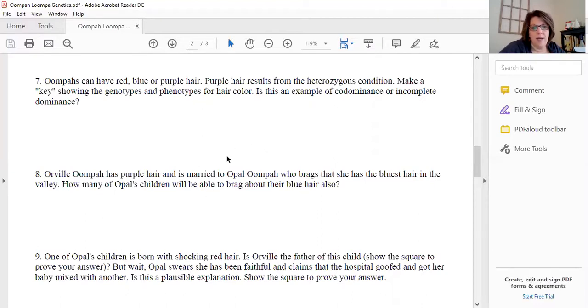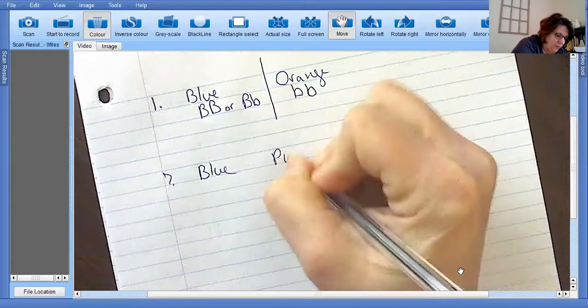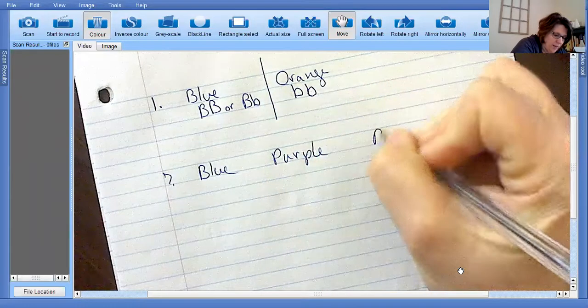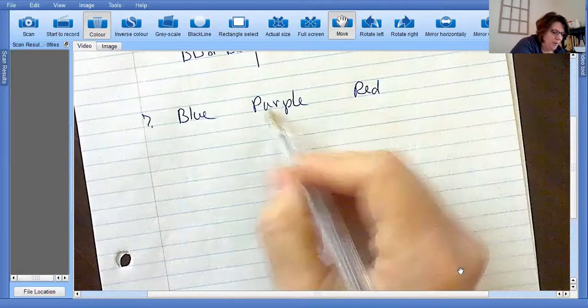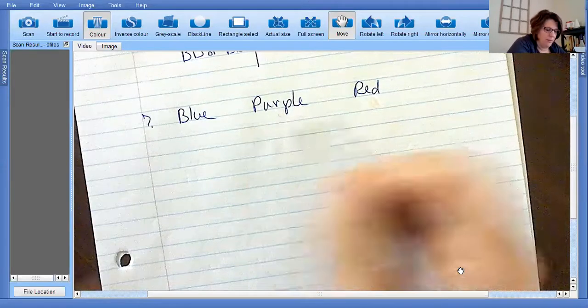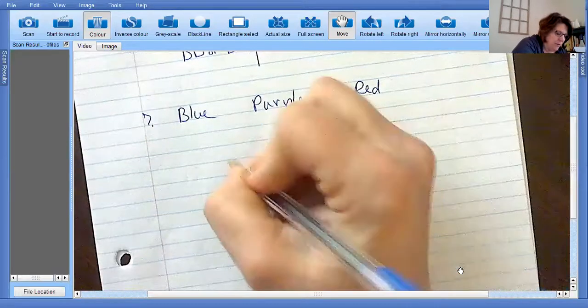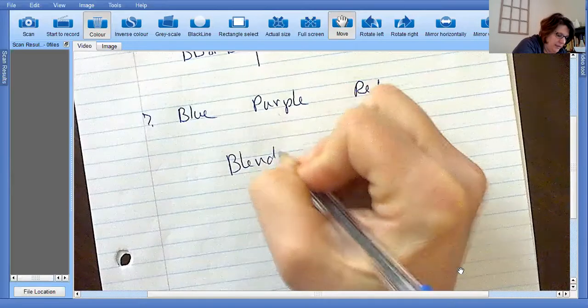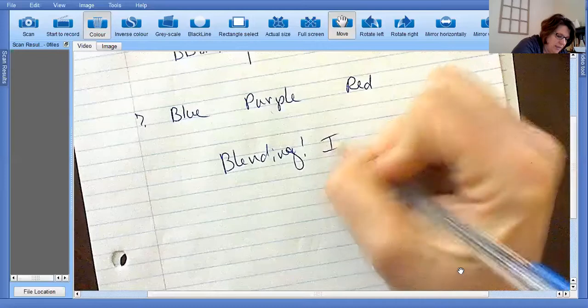And so let's go ahead and jump back over to my document camera and we'll make a key for this set of questions. So it said they can have blue, purple, or red. Was it hair? I can't remember. So red, blue, or purple. And so purple is that middle. So if we take red and blue and put them together, we get purple. So it's a blending effect. So I'm going to write blending. And anytime you get a blending situation, it's incomplete dominance.